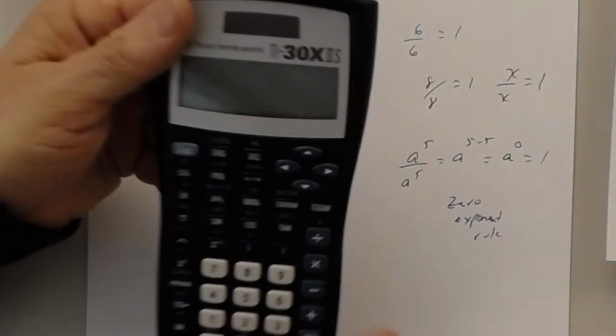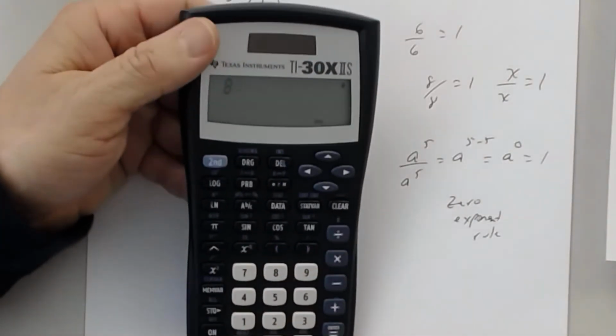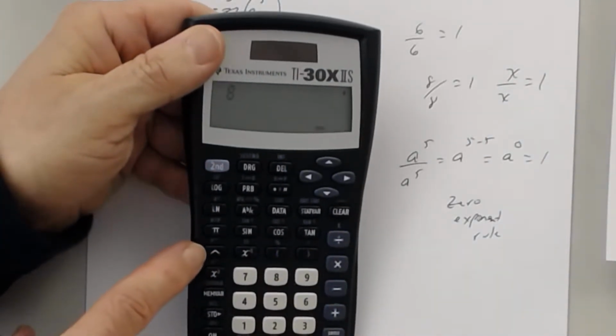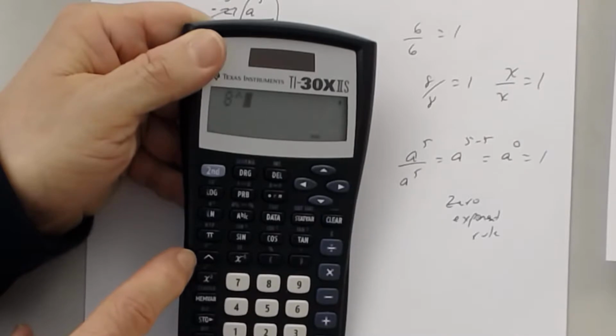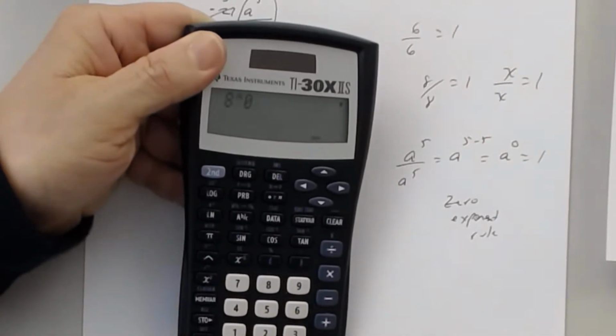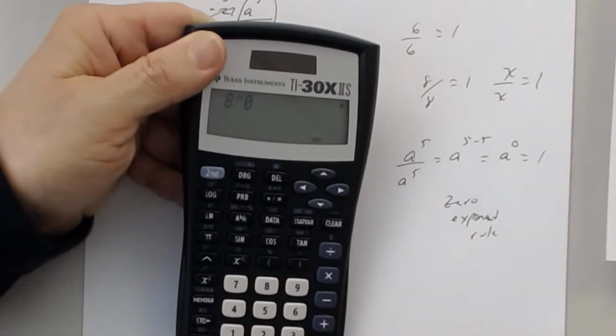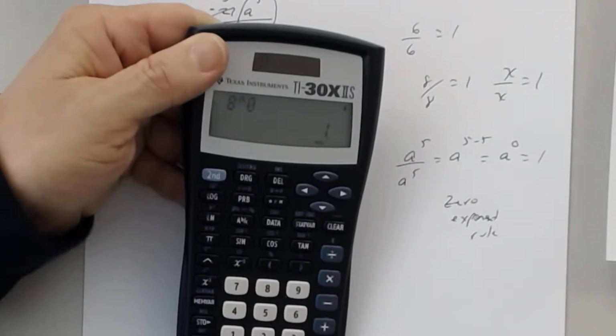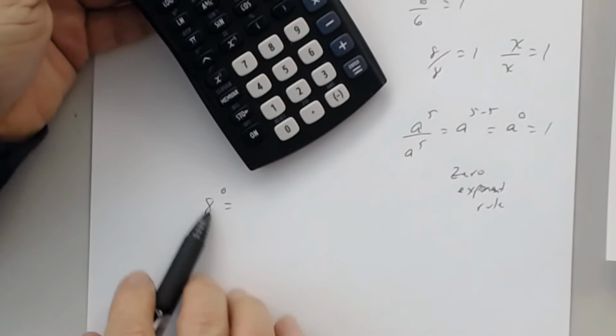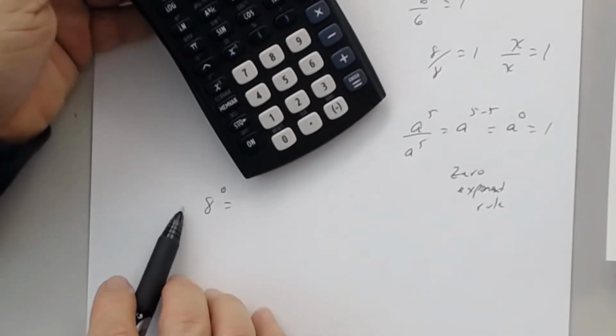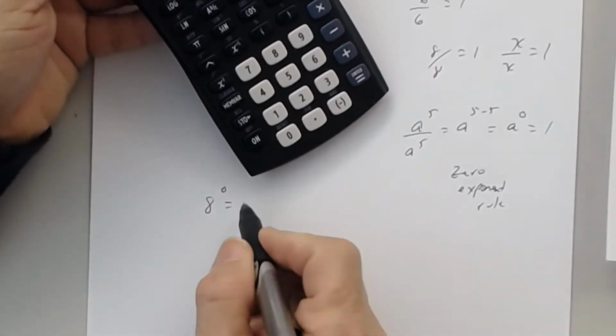8 to the 0, you say 8, and then I'm going to raise it right here to the 0 power. See how it looks? 8 to the 0 power. You press equal. What do we end up with? 1. So any non-zero number, as long as the base is not 0, if you raise it to the 0 power, you're going to get 1.